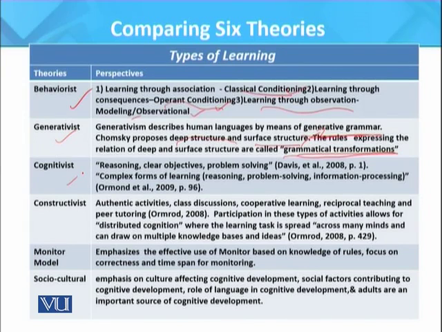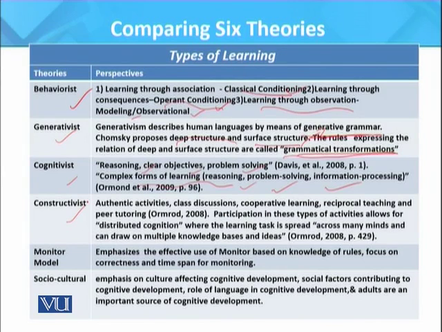Cognitivists propose reasoning, clear objective problem solving, all the complex forms of learning which include reasoning, problem solving, and information processing. So one sees that mental processes are involved in higher-level problem solving and information processing.